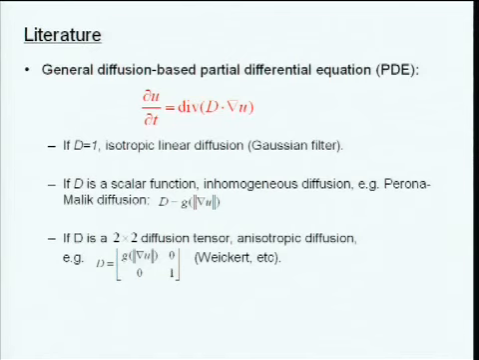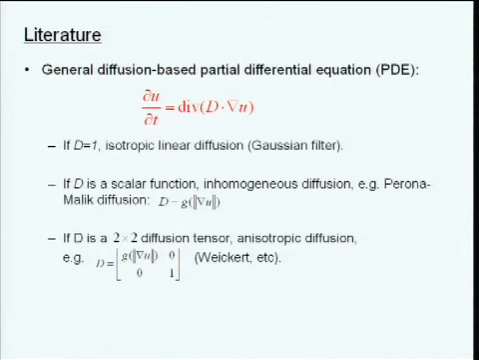Let's begin this discussion. What I've written down here is the general diffusion equation as a partial differential equation. U is a representation of the image, t is time, and what this says is that du/dt is a divergence of D dotted into the gradient of the image. For instance, if we take D equals 1, then we recover isotropic linear diffusion, and it's well known that this can be realized using Gaussian filters.